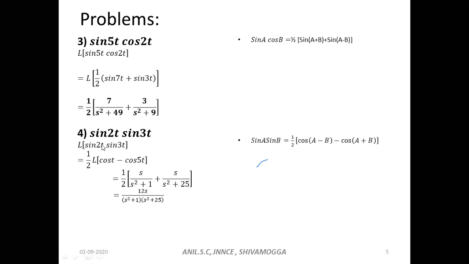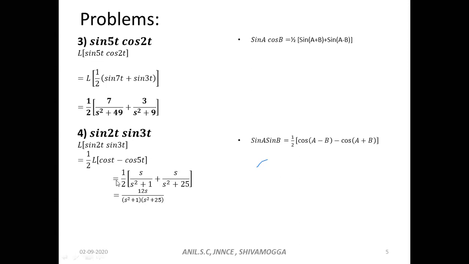Laplace transform of sin 2t into sin 3t is half, which is constant. Keep it outside. Cos(A minus B), where A is 2t and B is 3t. 2t minus 3t is minus t, and cos of minus theta is always cos theta. Therefore, cos of minus t is cos t. Minus cos(A plus B). A plus B is 2t plus 3t, 5t. Half into L of cos t minus cos 5t.